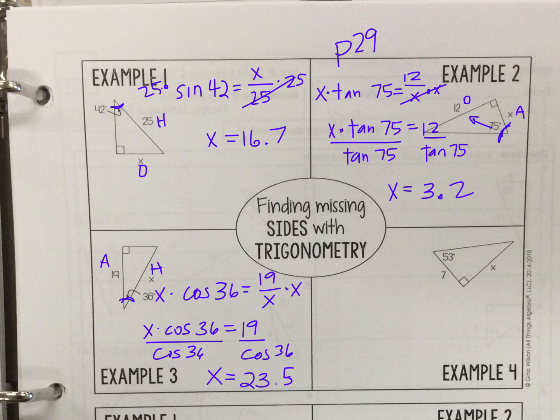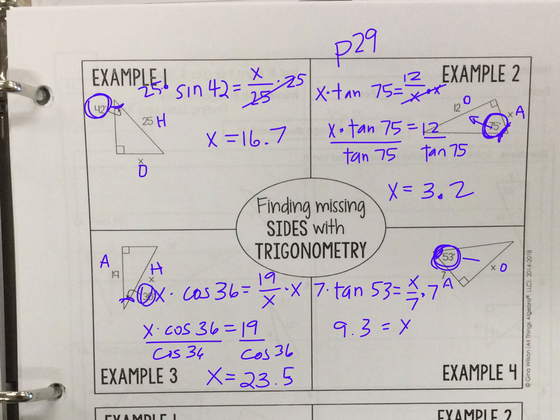Last example here. This is an opposite and adjacent, so we're doing a tangent again. Tangent of 53 equals opposite over adjacent. This one's easy. I just multiply both sides by 7, 9.3. So that's what we do when I have a number for my angle, when I have a degree measure, and I'm looking for a side.